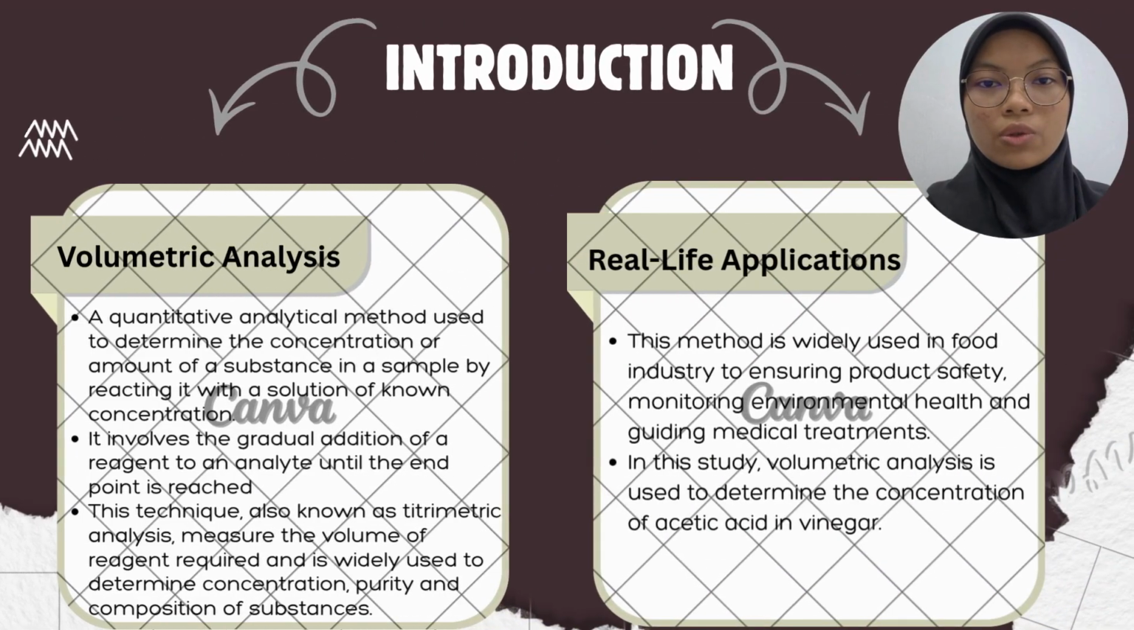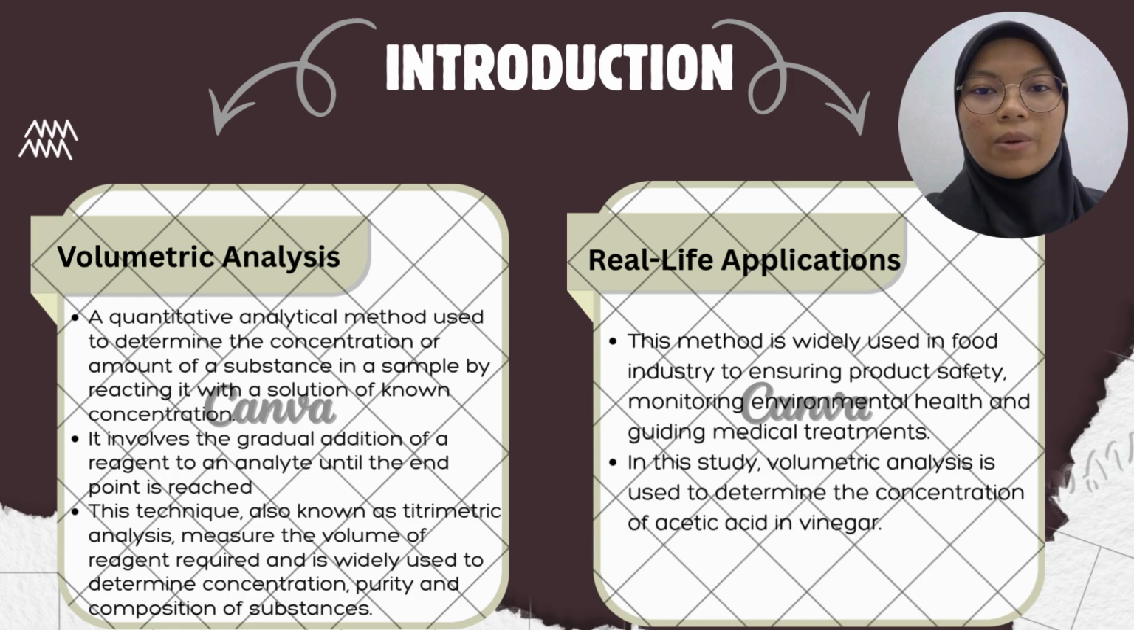First of all, we need to know what is volumetric analysis. Volumetric analysis is a quantitative method used to determine the concentration of a substance in a sample by reacting it with a solution of known concentration. Basically, the process involves adding a reagent slowly into the analyte until the endpoint is reached. This method is also known as stoichiometric analysis, where the volume of reagent used is measured to identify the concentration, purity, and composition of a substance.